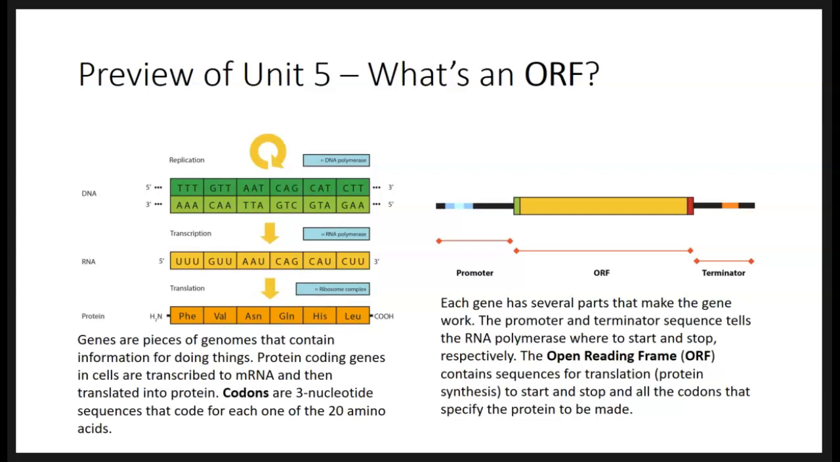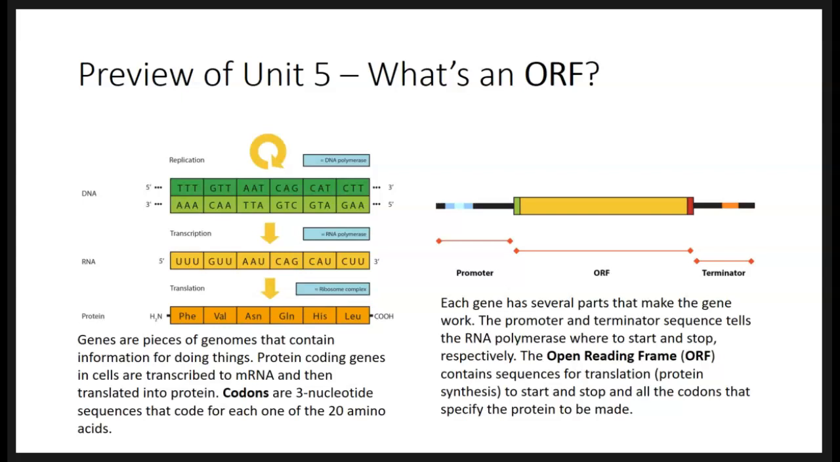The next preview of Unit 5 that you'll need to know about to understand this paper is what is an ORF, or an open reading frame. As we discussed, genes are pieces of genetic information inside of genomes. Those genes are encoded in the DNA, and in order to be turned into proteins, a copy needs to be transcribed into a messenger RNA. Inside of the gene, each 3 nucleotide sequence is read by the ribosome. These are called codons, and each one of those 3 nucleotide codons specifies one of the 20 amino acids that make up proteins. The codons are decoded, and the protein is made during the process of translation.